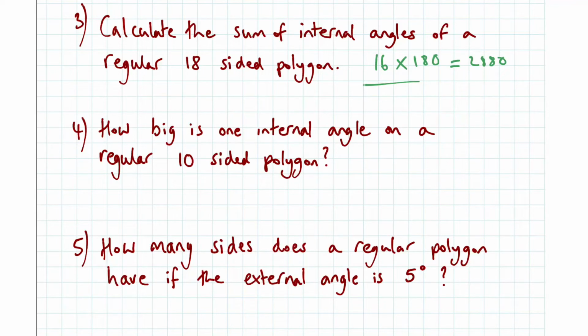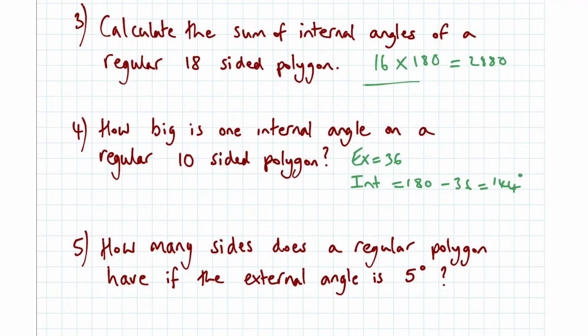How big is the internal angle of a 10-sided shape? Question 4. Well, you work out the external angle first. 360 divided by 10 is 36. That's the external. And we already know from earlier questions the internal is 180 minus that. So you've got 144 degrees.